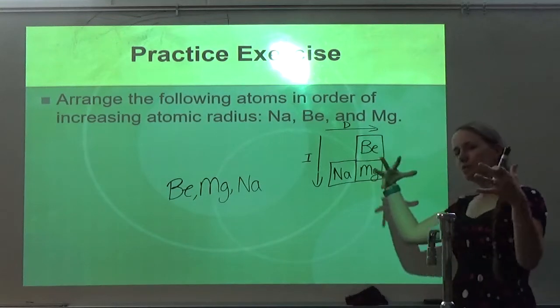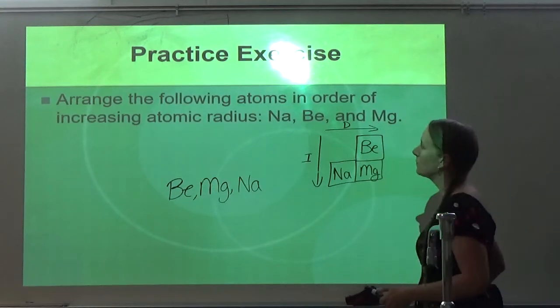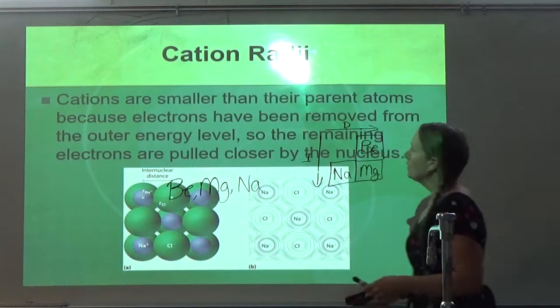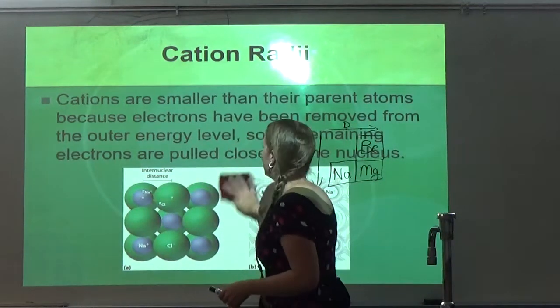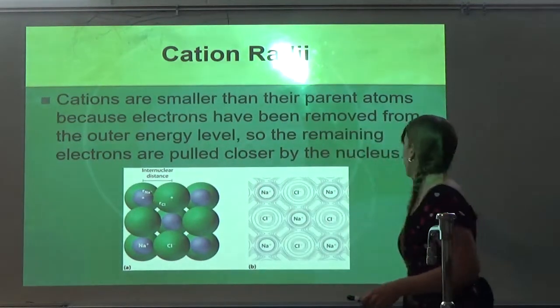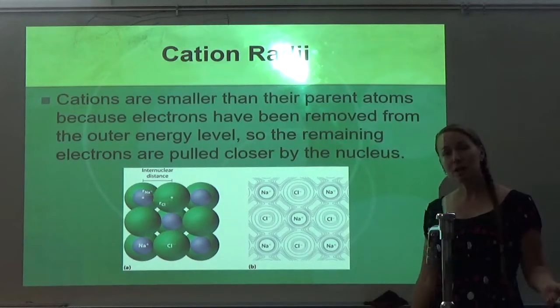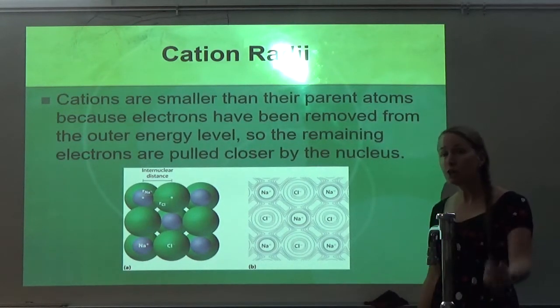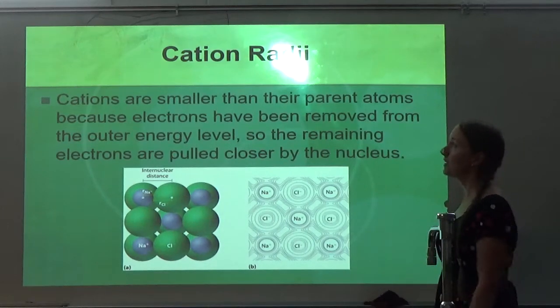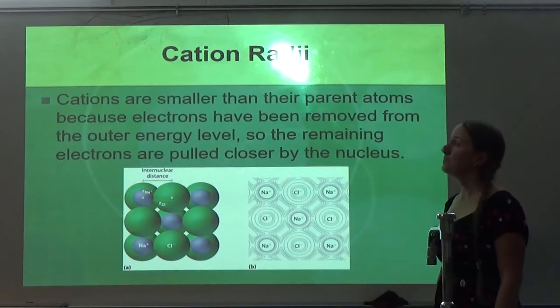But remember, that extra proton pulls it in and actually makes it smaller. All right, so let's move on and talk about ions real quick. Okay, so we talked about atomic radius, we talked about Z effective. Again, you can go back to my Chapter 6 lesson videos if you need a little bit more intense discussion about it. So cation radii.